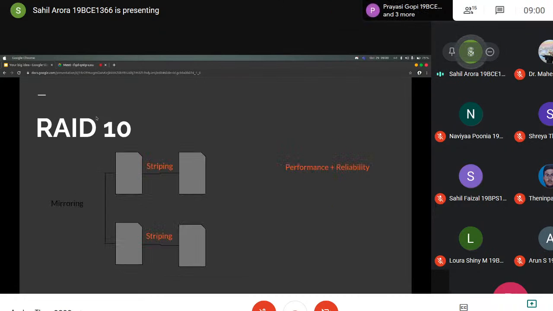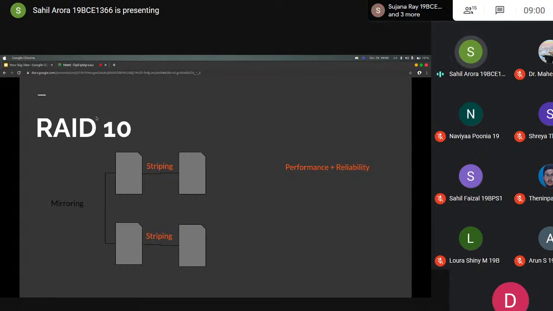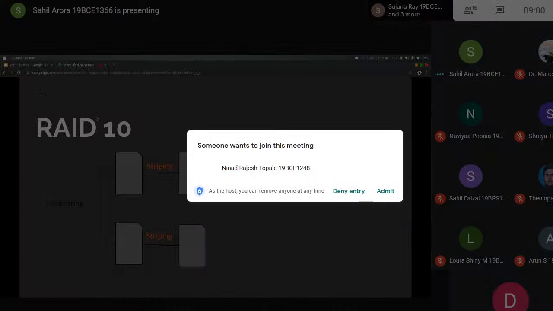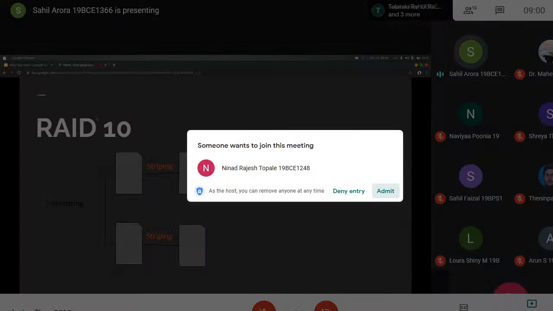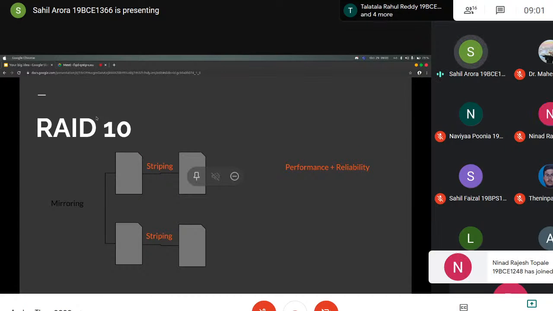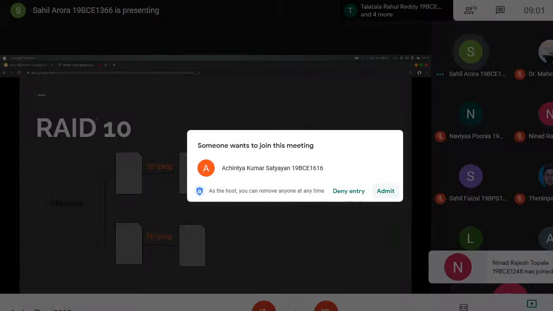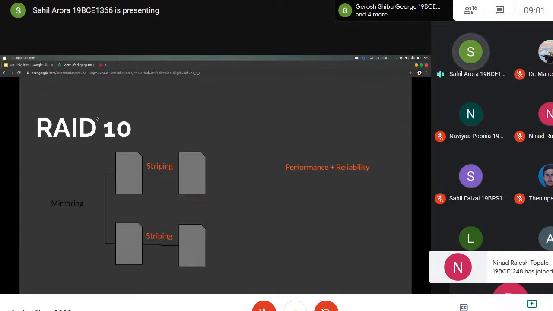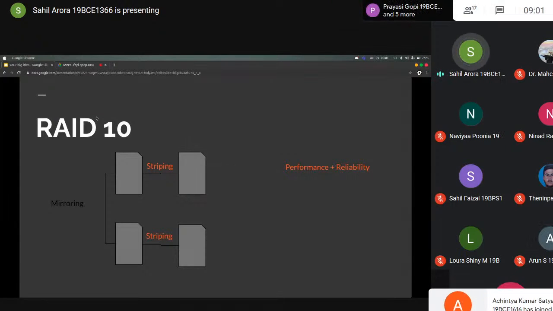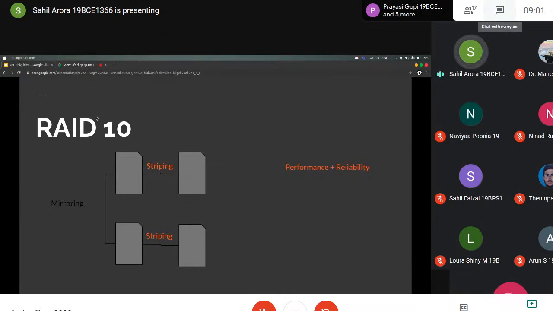Now moving on to RAID 10. From RAID 10 onward, all the RAIDs use a type of RAID controller. So if there is an even number of hard disk drives, disk striping can be combined with disk mirroring to speed up performance and expand capacity by striping data across multiple sets of mirror drives. The combination is also called RAID 10 or RAID 1 plus 0.